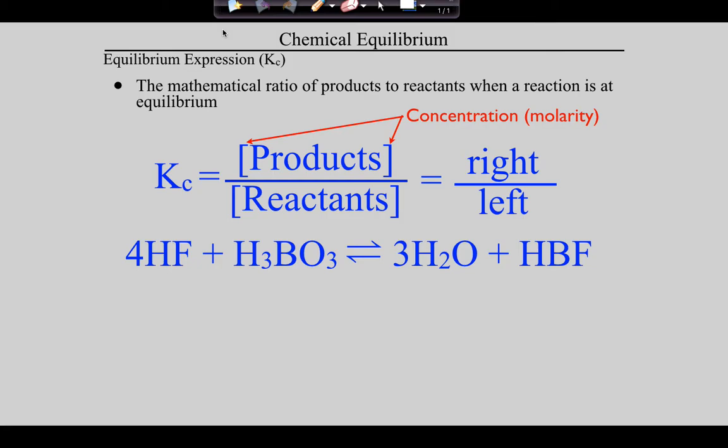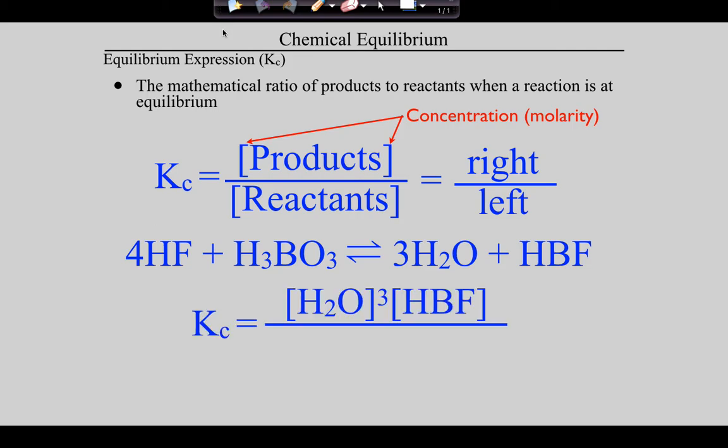So guys, here's what we've got. 4 moles of HF, 1 mole of H3BO3, remember the 1 is understood, and that yields 3 moles of water and 1 mole of HBF. Okay, what I'm going to do, guys, is show you the KC expression for this, and I need you to see if you can figure out the rules for writing these things. So here you go. This is the KC expression for this reaction. And again, guys, don't write it down. What I want you to do is figure out how to do these.